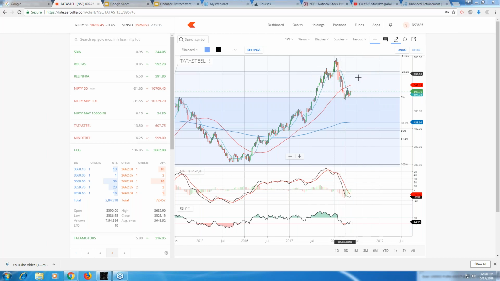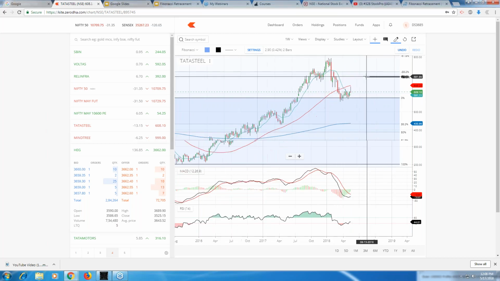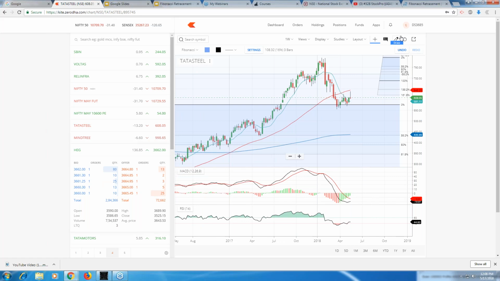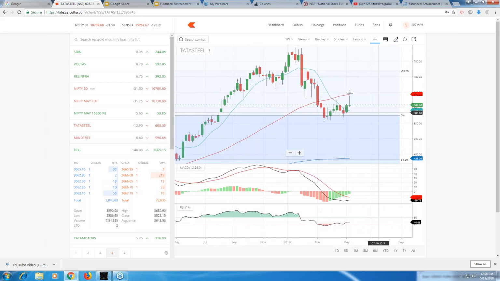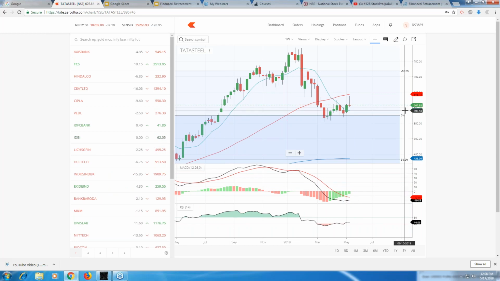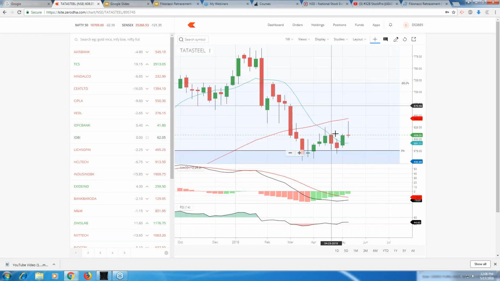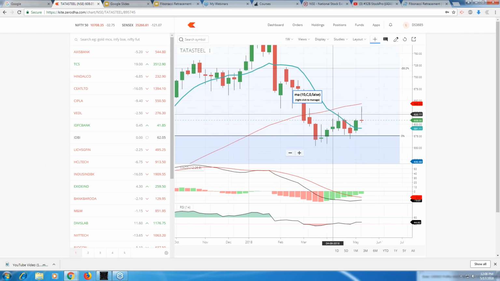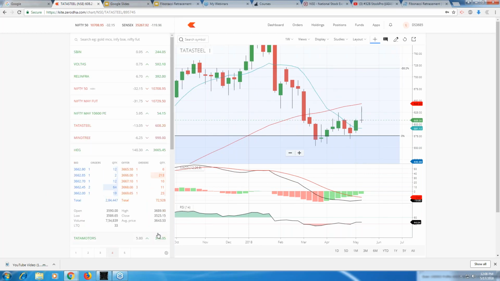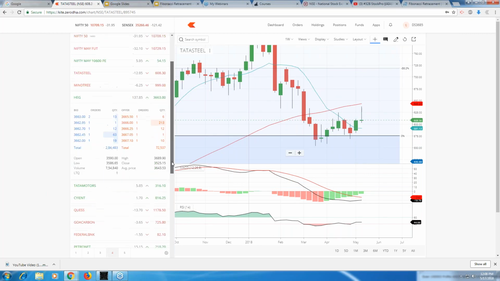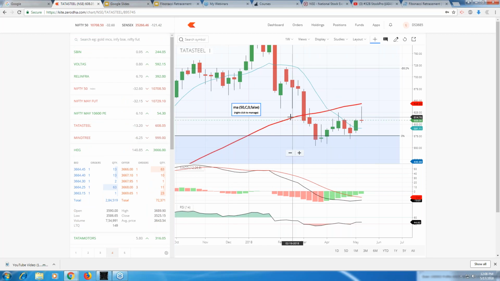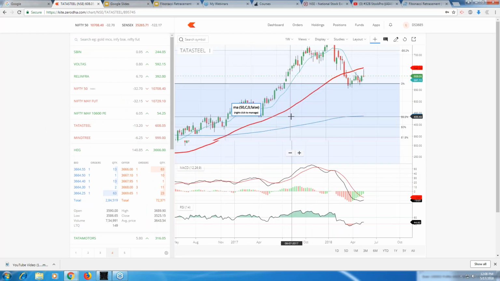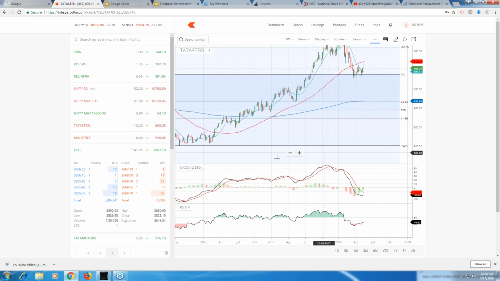So Tata Steel looks to me to be in a very, very vulnerable situation. It seems to be having a huge amount of selling pressure, right? A huge amount of selling pressure Tata Steel is experiencing. Okay, so with this, I hope I'm making sense and I'm making you understand. Basically, from the Fibonacci series, you find out where the supports are and where the resistances are.